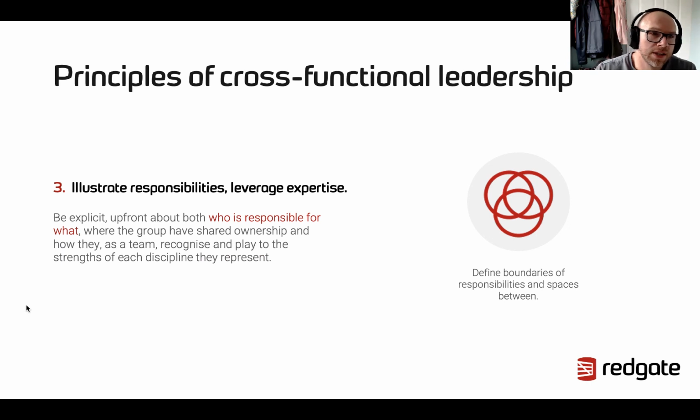Number 3, illustrate responsibilities and leverage expertise. So be explicit upfront about who is responsible for what amongst PLT members and where the group have shared ownership for neutral responsibilities. It's not about drawing hard and fast boxes around these concepts or keeping folks in their lane. Instead, it's about how to best leverage the skills and expertise they each bring to the group. They should look to play to the strengths of those who represent each discipline, and that's a healthy foundation upon which to model their ways of working.